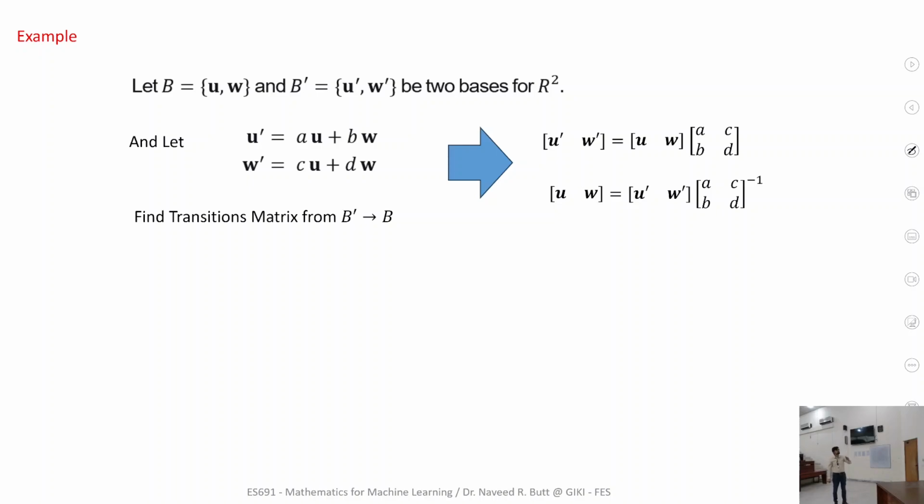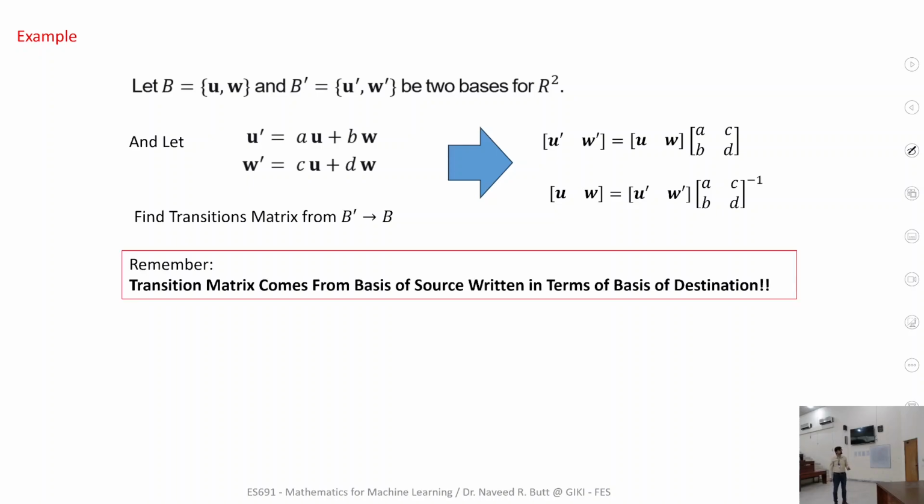वो हमने उधर... तो वो होगा AC BD, ऐसे ही. So basically you write the basis of the source, which in this case is B prime, in terms of the basis of the destination. उससे जो coordinate matrix निकलेगा, that will be your transition matrix, and its inverse will be the other way around.